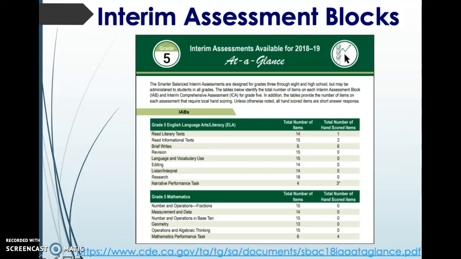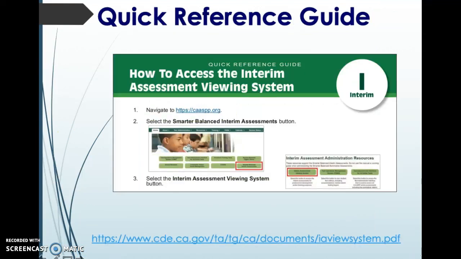Most interims have about 15 questions and are designed to be completed in one testing period. On this document, educators can see all math assessments except for the performance task, and 5 of the ELA interims do not require hand scoring. The California Department of Education has created a series of quick reference guides, and the guide for the viewing system can be downloaded at the link on this image for future reference.